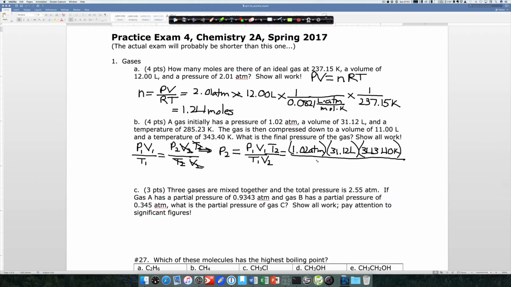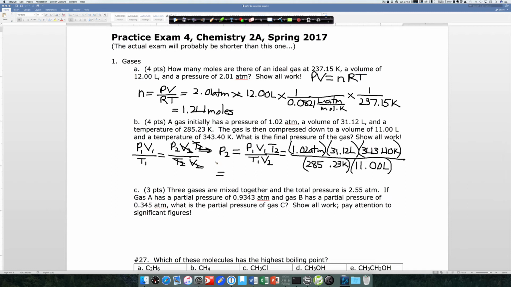Okay, then on the bottom, we've got the initial temperature, which is 285.23 kelvins. And then times the second volume, which is 11 liters. Okay, so once we've got P2 isolated, we've got this expression right here. We plugged in the values, and then I'm going to go off screen here and calculate this real quick.